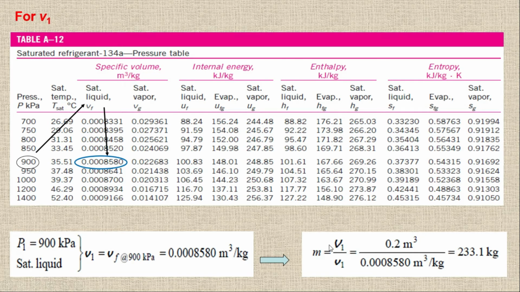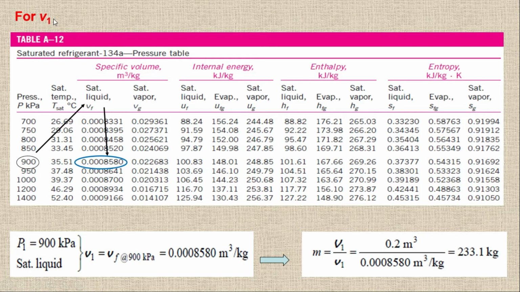I am using V1 upon V1. The 200 liters is for the saturated liquid, it is not V2. So we have this volume upon specific volume, and you will get the mass, which is 233.1. Because it is a closed system, mass m1 will be equal to m2, so there will be no change in the mass. So from here I know what is V1.